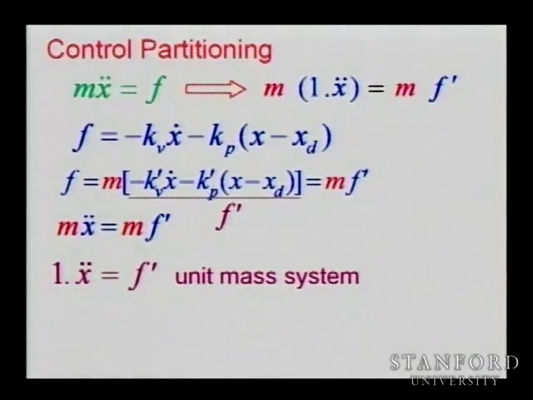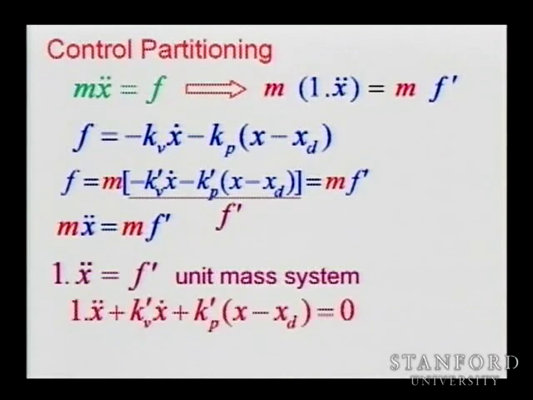The controller of the unit mass system, F prime. And F is M times that F prime. That will make more sense when we go to the multi-degree of freedom controller, because M becomes the mass matrix. Okay? So essentially, we have our initial system that is now controlled as a unit mass system scaled by the mass itself.